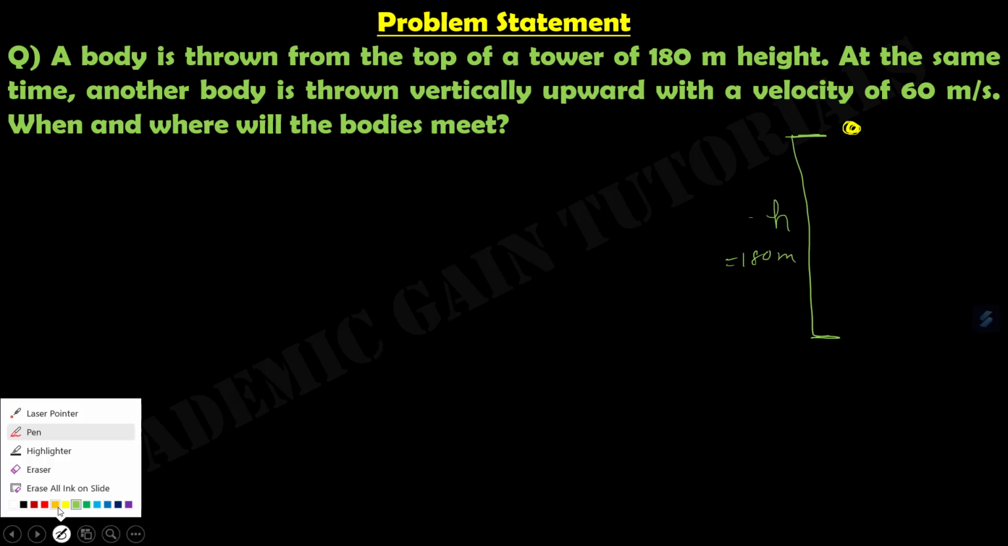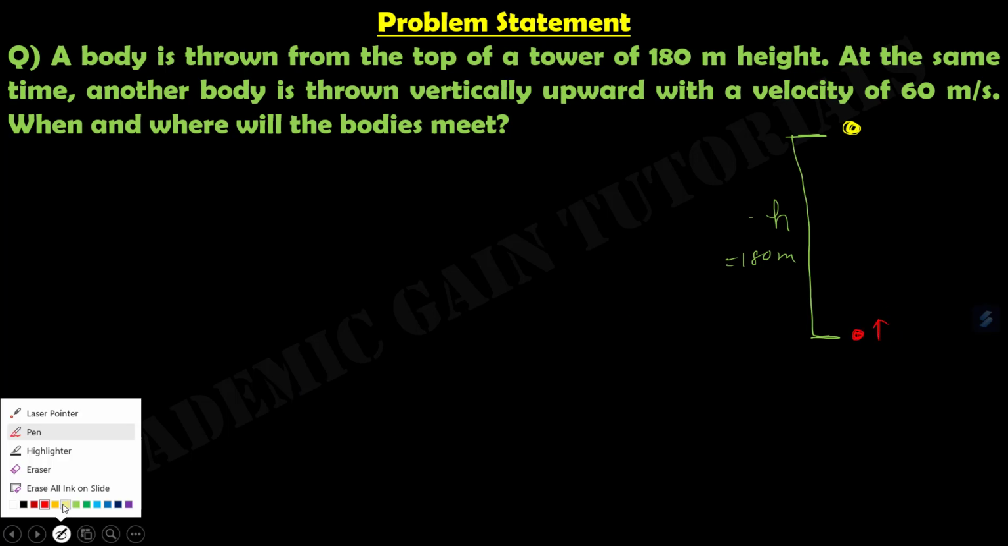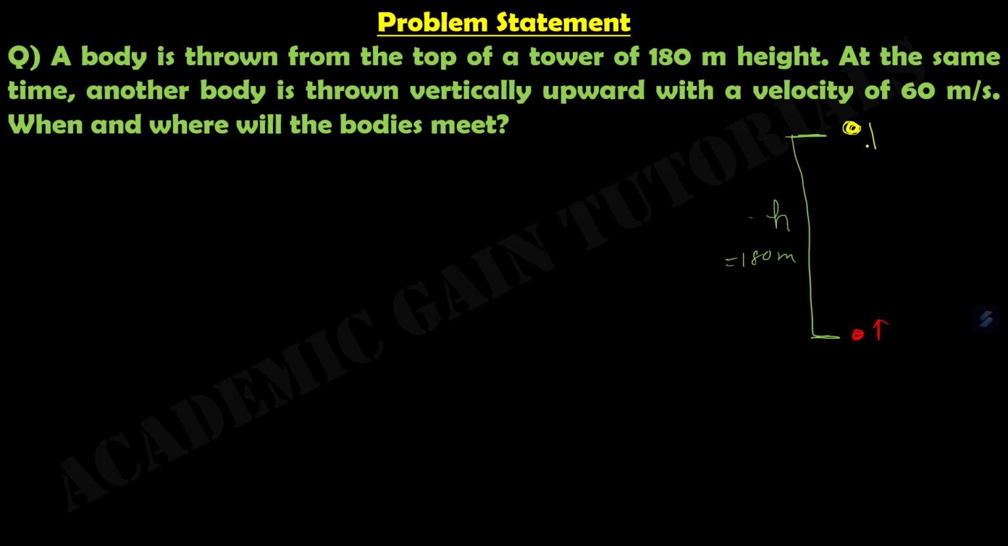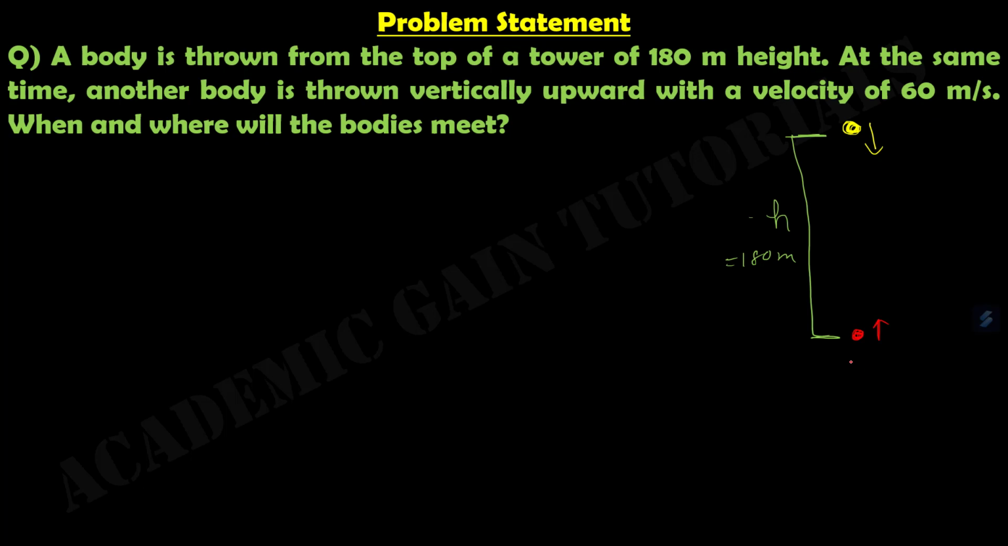And at the same time, another body is thrown vertically upwards. So one body is thrown from the height h, and another body is thrown vertically upwards with a velocity of 60 meter per second. So the initial velocity of this vertically upward body is v naught equals 60 meter per second. The question is where and when the bodies will meet.